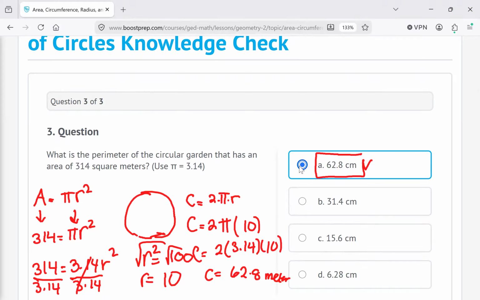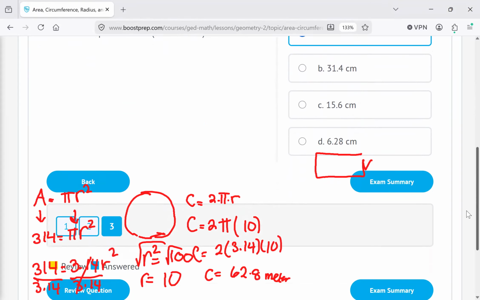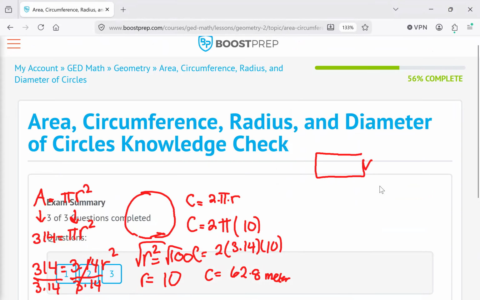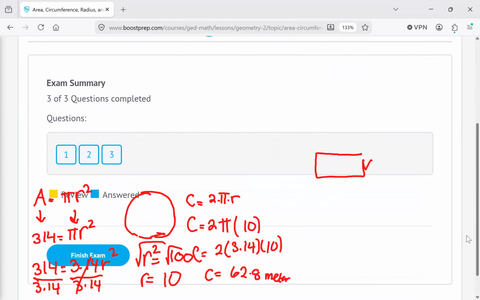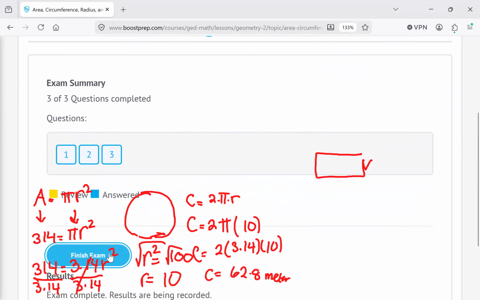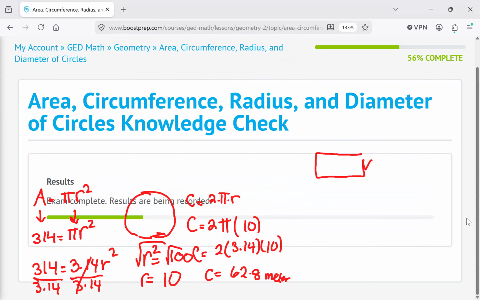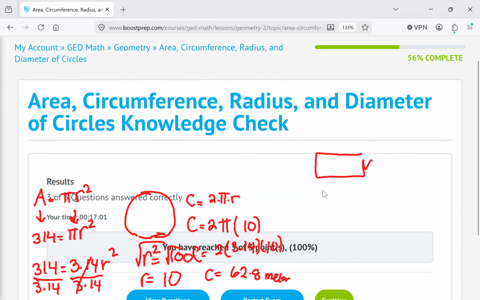Okay, so that's the last one. Maybe you want me to check the work. Okay, you check. Sorry, my writing tablet. Okay, perfect. We got 100%.